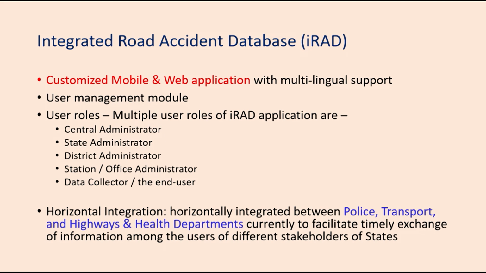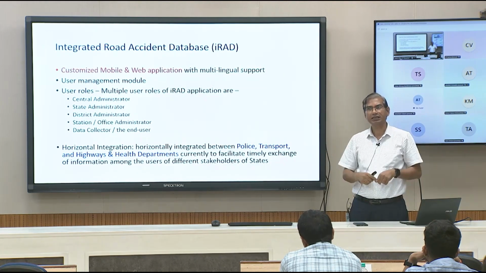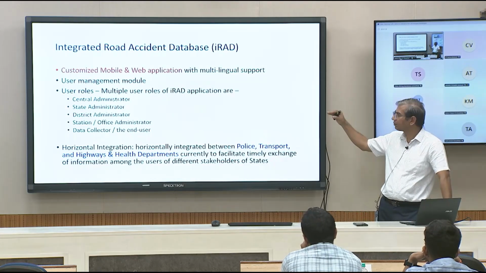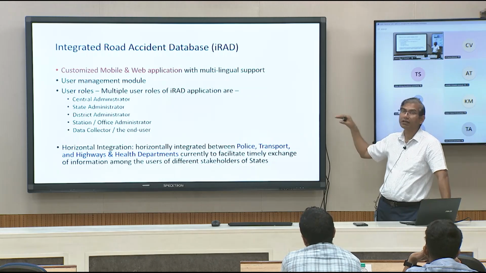So here they had different hierarchy. There might be a central administrator, state administrator, and these different hierarchies have different privileges. Like a central person who is the top authority can look at all states' information, but a state administrator can look only at that state. So data is in the same database, but access is different; your accessibility level is different depending upon where you lie in this hierarchy.